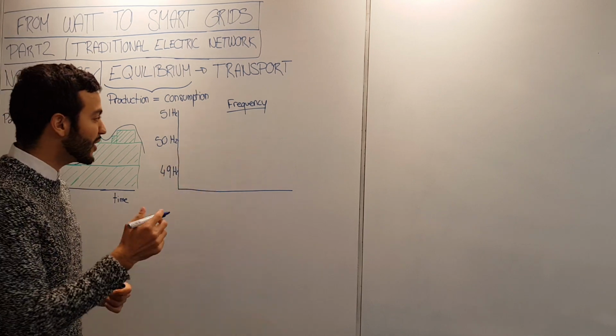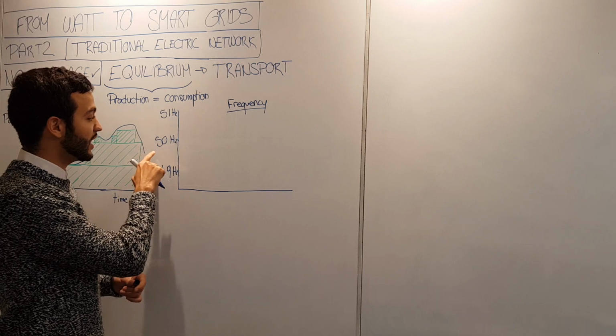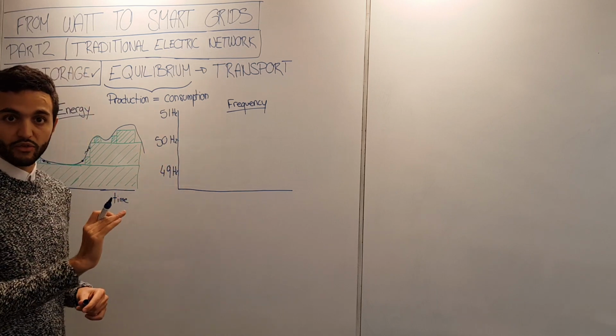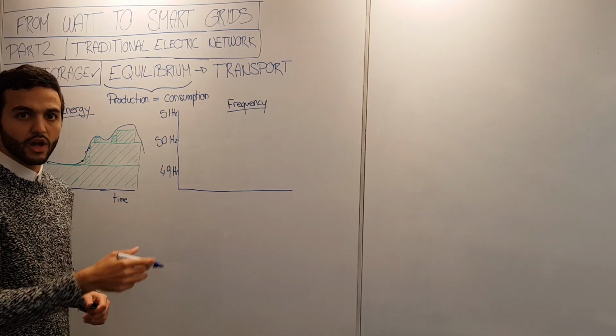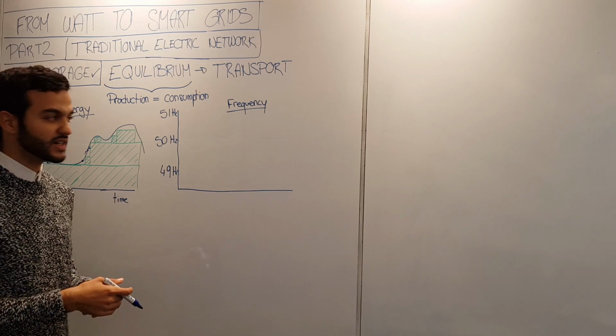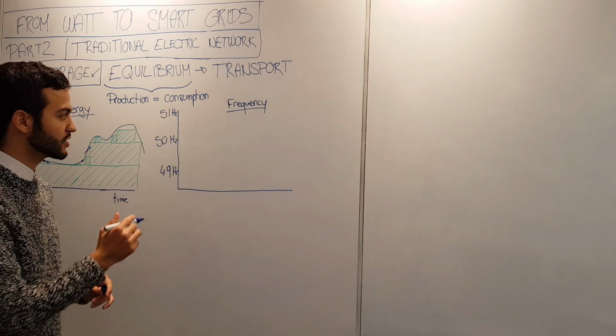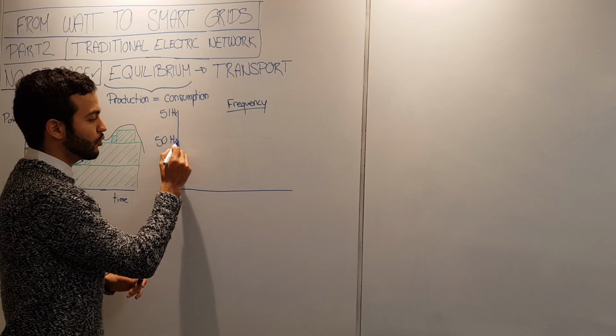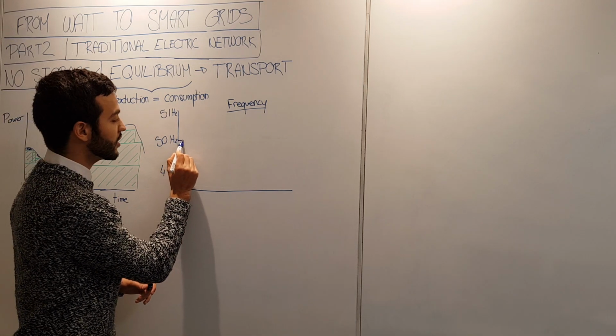So the frequency in Europe is supposed to be at 50 Hz. So 50 Hz is the normal frequency. It's in Europe and in most of the world. In the US and in other countries, they have 60 Hz, but we will go with 50 Hz. So let's say that now we are at a perfect equilibrium. So 50 Hz is good.